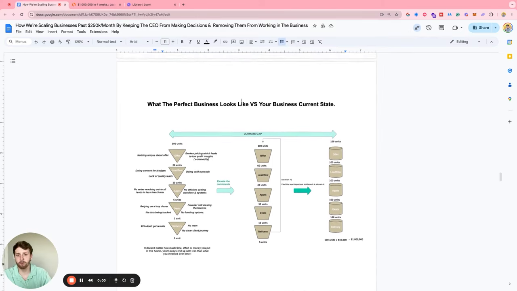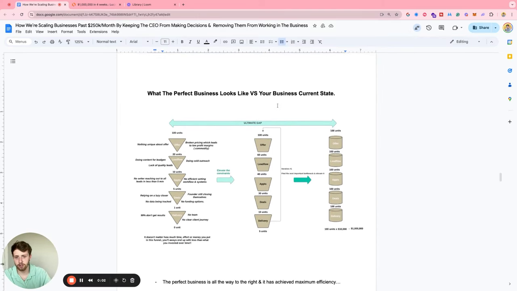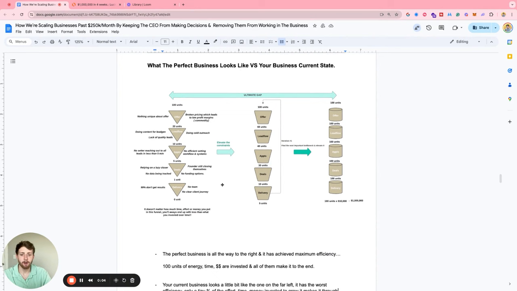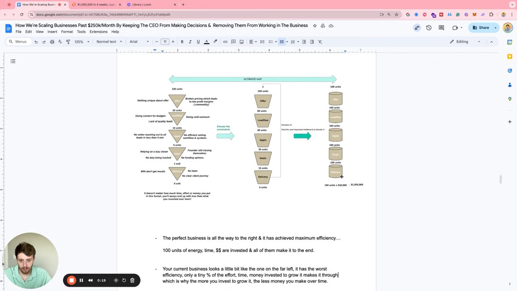Guys, this is what the perfect business looks like versus your business's current state. So it's the ultimate gap. The perfect business is all the way to the right, right here. It's achieved basically maximum efficiency, where you put 100 units of energy, time, and capital, and it's all invested at the very top to see your offer, and it makes it all the way down to the end, your delivery mechanism, right?